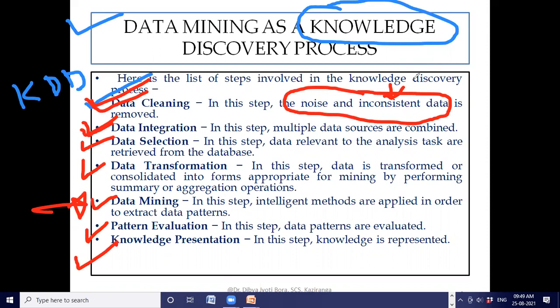Right? Then we have data transformation. In this step, data is transformed or consolidated into forms appropriate for mining by performing summary or aggregation operations.